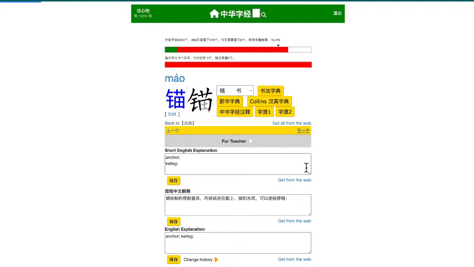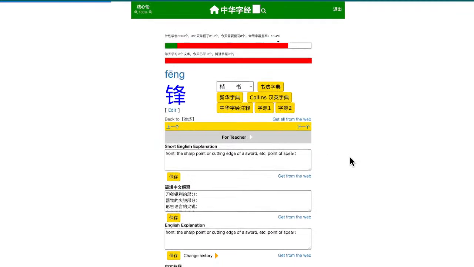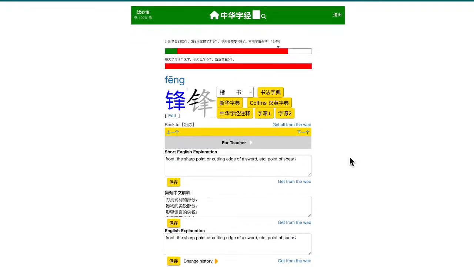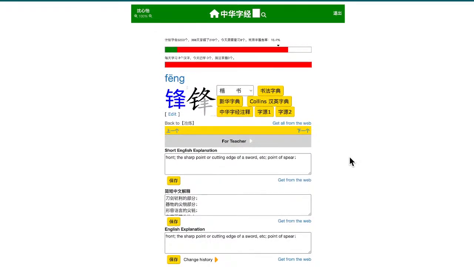Next one. 锋. Now 锋 means front, like 先锋 means pioneer, some people who have initiative and start something. It also means the sharp point or the cutting edge of a sword, spear, things like that. It's called feng.